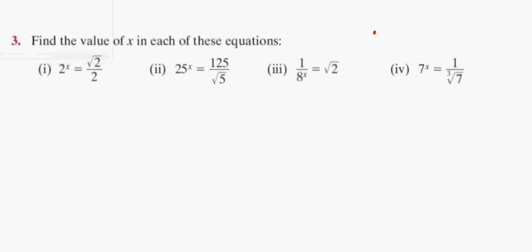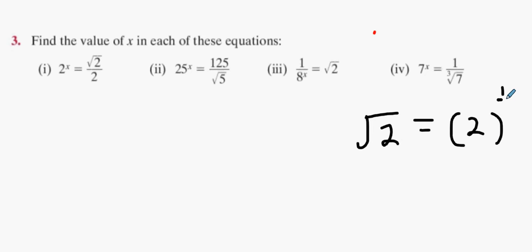Here's what you do. What's the rule when you see a square root? What's the power? 2 to the power of a half. Right. If you see a cube root, what's the rule?